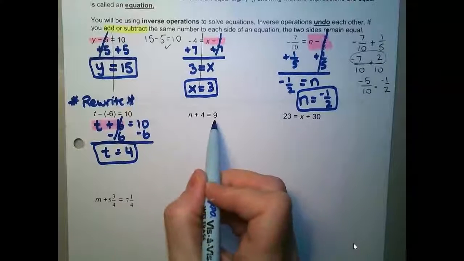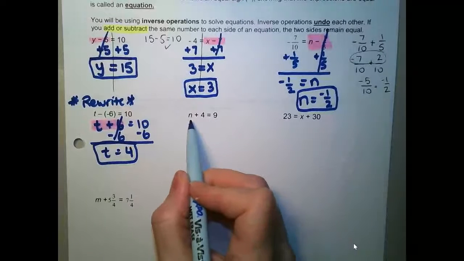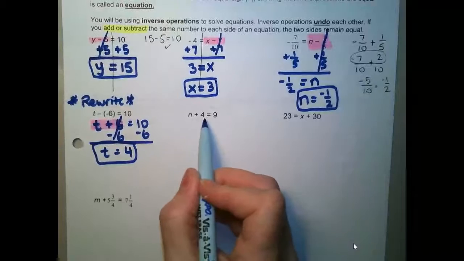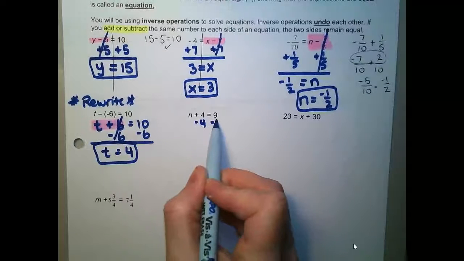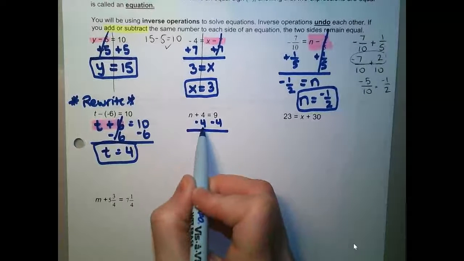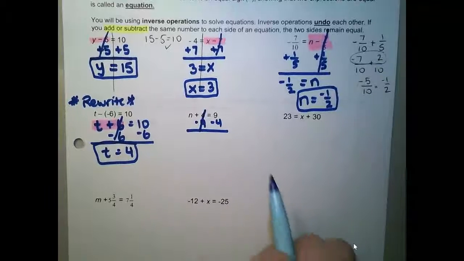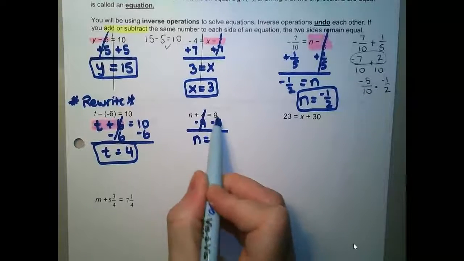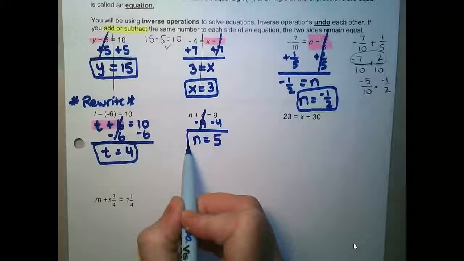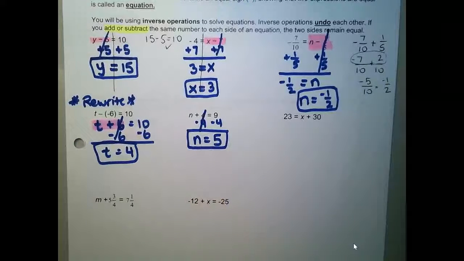N plus 4 equals 9. I love this. It's already set up with a plus 4. I'm going to subtract 4 on the left and the right because plus 4 and minus 4 cancel. They are worth 0. N equals, and 9 take away 4 is 5. That one is easy peasy, already good to go because the variable's on the left.